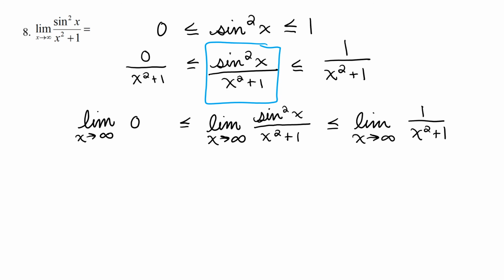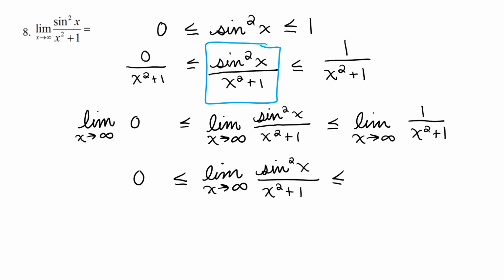And then we can evaluate the limits. The limit as x approaches infinity of 0 is 0. This is the limit that we're not quite sure of, so we just have to leave it in there and hope that we get an answer. And this is less than or equal to the limit as x approaches infinity of 1 over x squared plus 1. For this function, our numerator is staying this constant 1, but our denominator is getting larger and larger and larger. So this limit approaches 0.